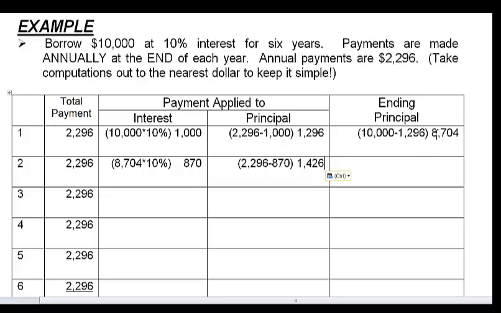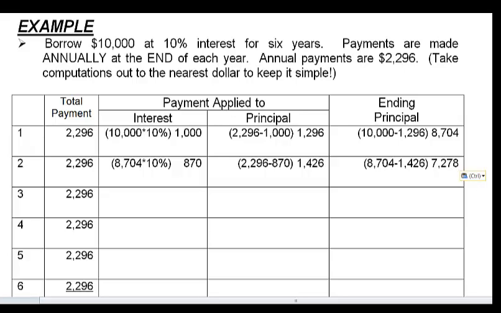My ending principal at the end of the second period would be the $8,704, what I owed at the end of last year, in other words, what I owed at the beginning of this year, minus the $1,426 that I just applied towards principal. $8,704 less the $1,426 says my ending principal at the end of the second year then would be the $7,278.